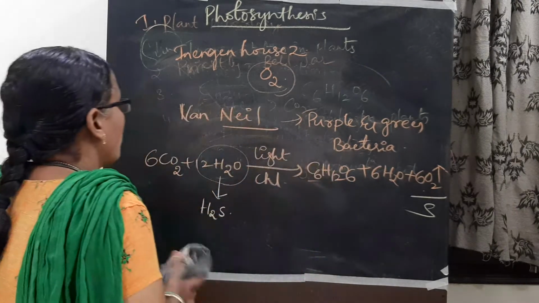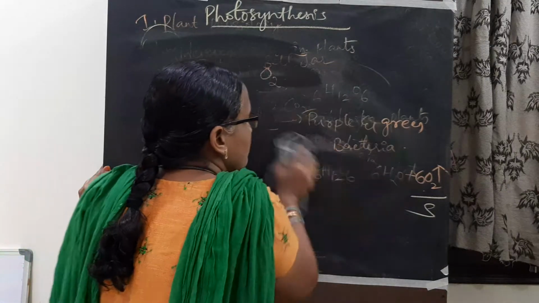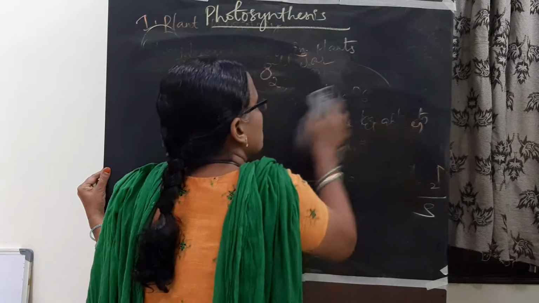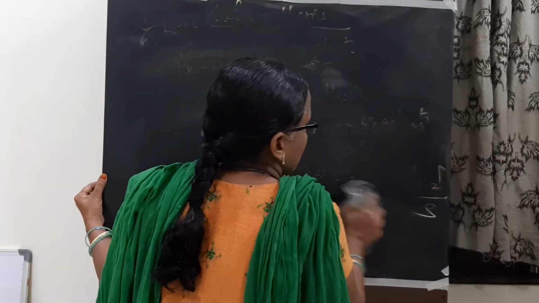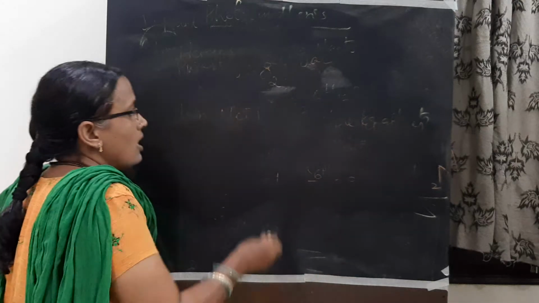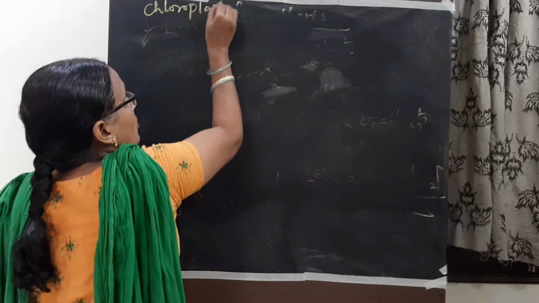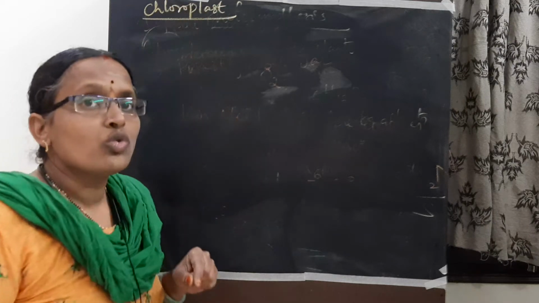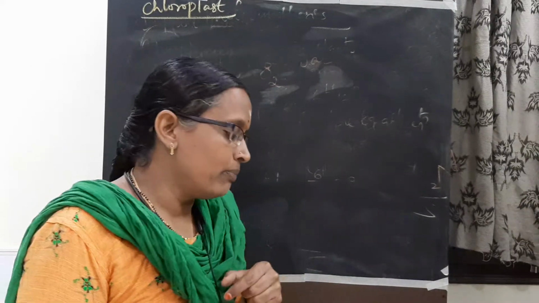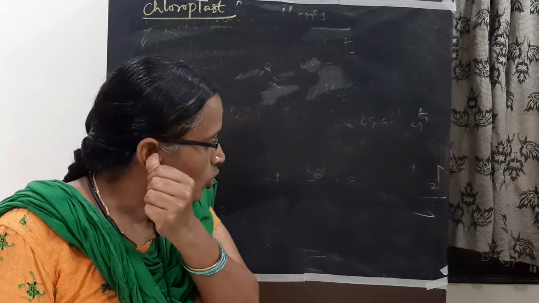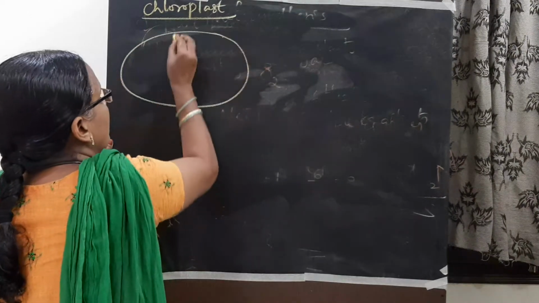Next, we know these reactions take place somewhere. What is the site of photosynthesis? Simply we say the site of photosynthesis is the chloroplast. Where are the chlorophyll pigments present? Chlorophyll pigments are present in the chloroplast. The chloroplast is a double-membraned cell organelle.